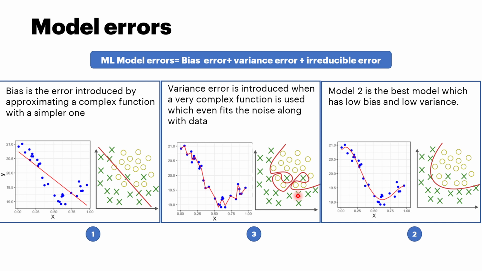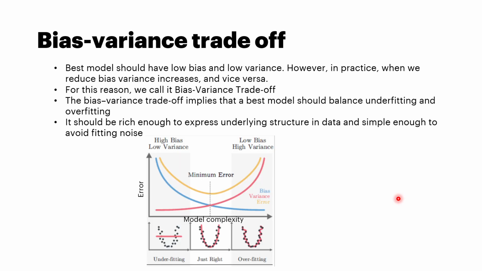Neither of them is actually good. Model 2 is the best model. It has low bias and low variance error. It fits the data optimally. So the best model should have low bias and low variance error.